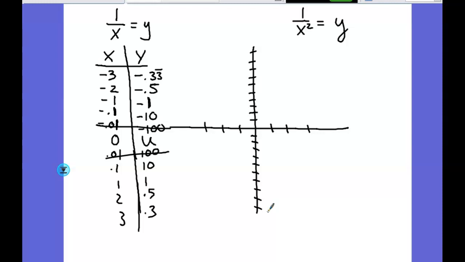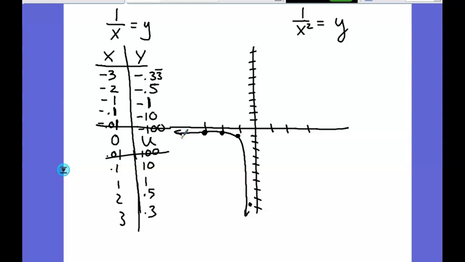Okay. So my first point I'm going to plot is -3 and -0.33. So that's going to be really close to the x-axis. -2 is at -0.5, still pretty close to the x-axis. -1 is going to be at -1. -0.1, which is really close to the y-axis, is going to be down here at -10. So we had a major change there. What's happening is that if I connect these dots, I can see that it's going like this. It's starting to bend down, and by the time we get over here, it shoots down all of a sudden. So that's what it's going to look like.